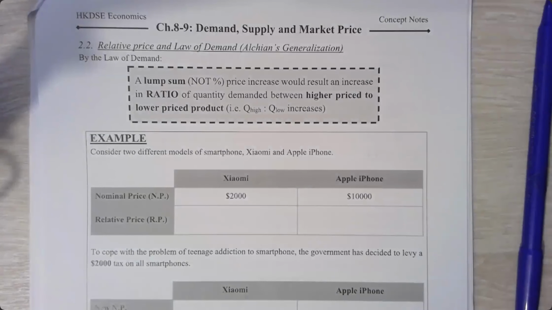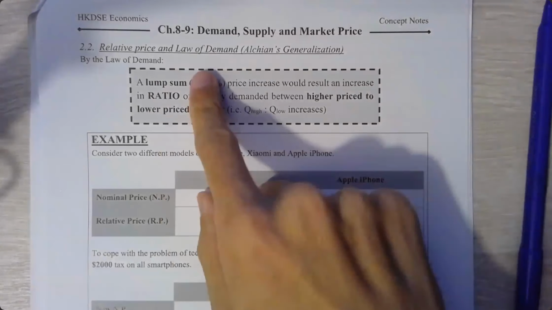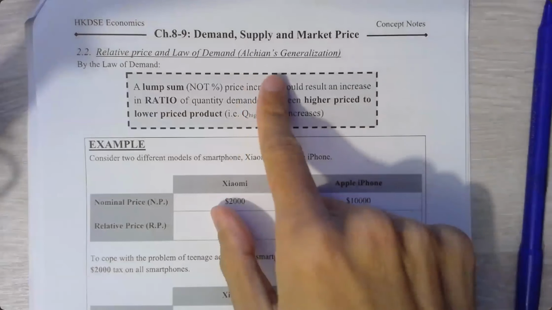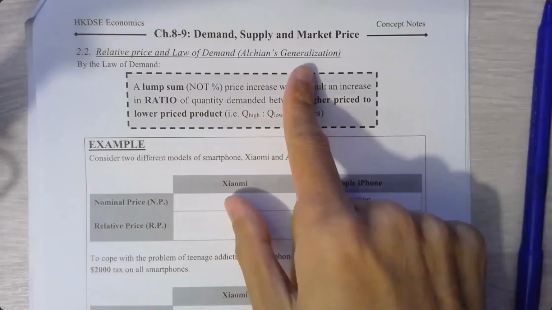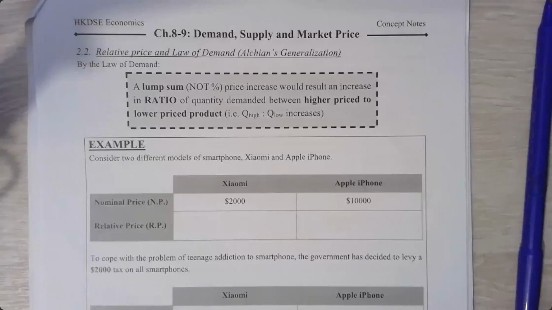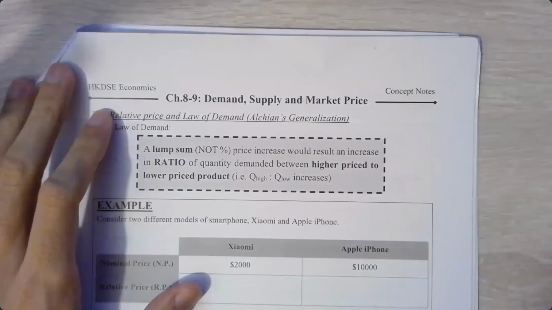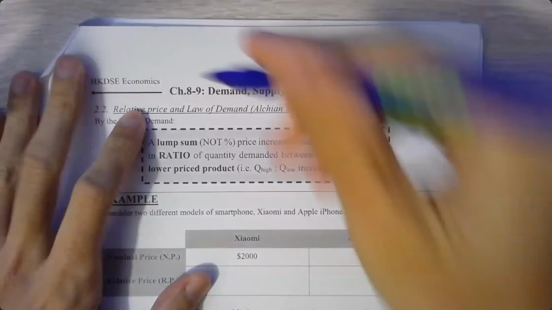Now, this time, we're going to talk about a special version of the law of demand, what I call the relative version of the law of demand, or Alchian's generalization. So what this is about, we first go back to the absolute version of the law of demand.